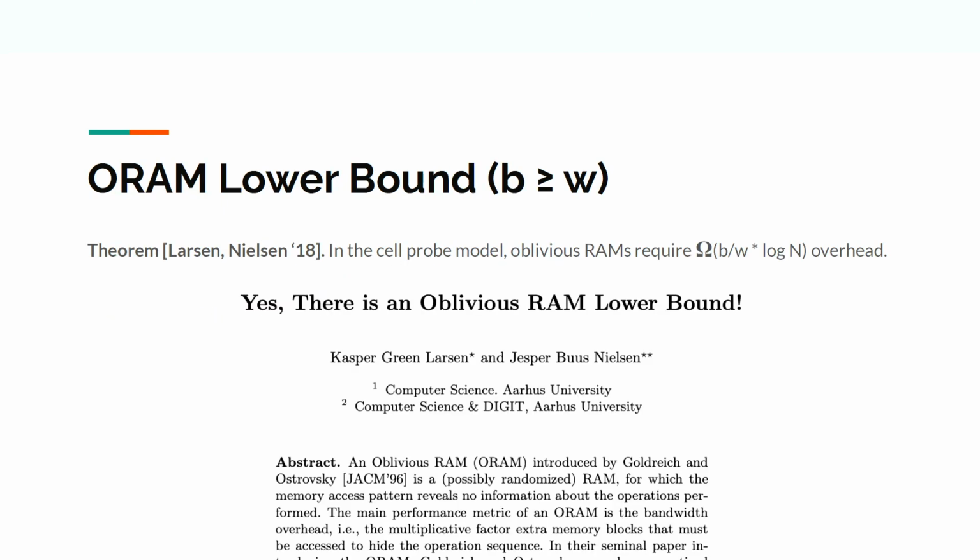All right, so I'm going to go through a little bit of the prior work to show you what kind of lower bounds are known for oblivious and differentially private RAMs. So the seminal work by Larsen and Nielsen in 2018 showed that in the cell probe model, ORAMs required logarithmic overhead, but there was a requirement that B, the array entry size or the output size, was at least as large as the word size or cell size in the cell probe model.